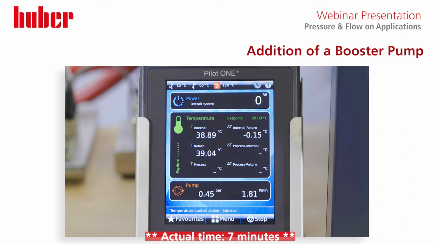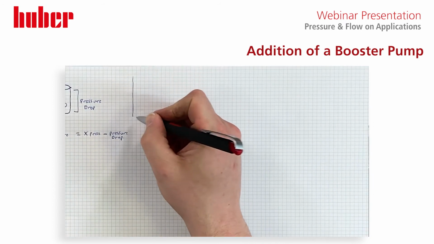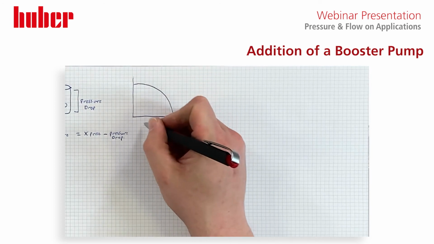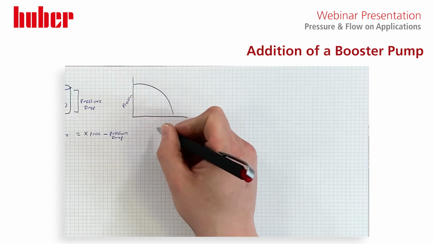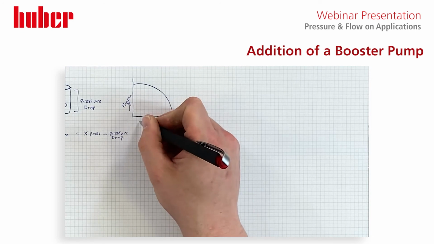But what we can see from running the booster system is that when we turn the booster pump on, we get a reduction in flow rate, because as before with our diagram, as pressure goes up, flow goes down. So the higher the pressure, the lower the flow.